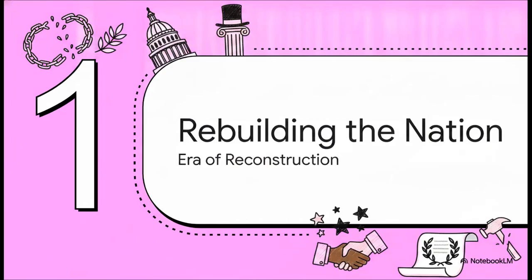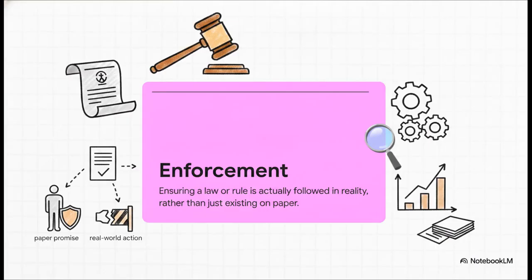Section 1. Rebuilding the Nation, the Era of Reconstruction. Following the end of the Civil War in 1865, this fractured nation desperately had to be stabilized. But extending citizenship and equality to formerly enslaved people required way more than just writing words on a page. It required enforcement. Enforcement is simply the act of ensuring a law or rule is actually followed in reality.